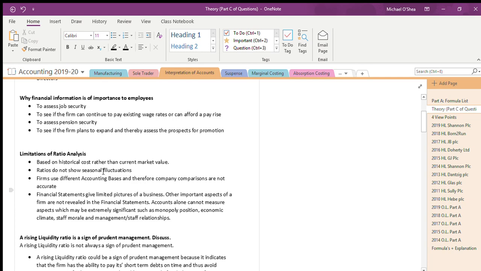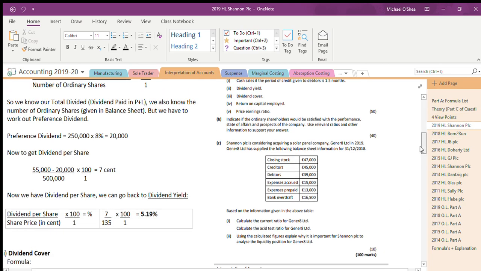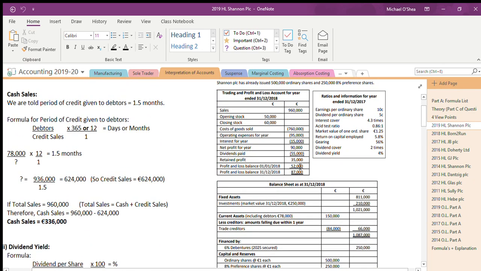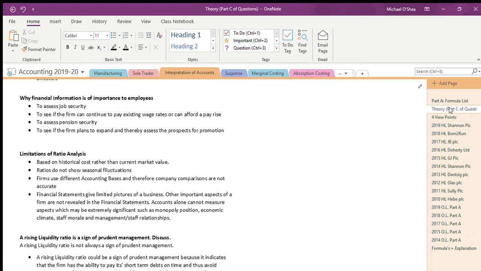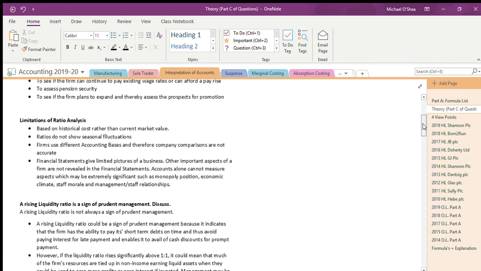Ratios do not show seasonal fluctuations. If you were an ice cream shop and you were looking at your ratios for the year, this information here is not really going to show you how good you're doing in the summer versus how poor you're doing in the winter, because ice cream obviously isn't a high selling item in the winter.